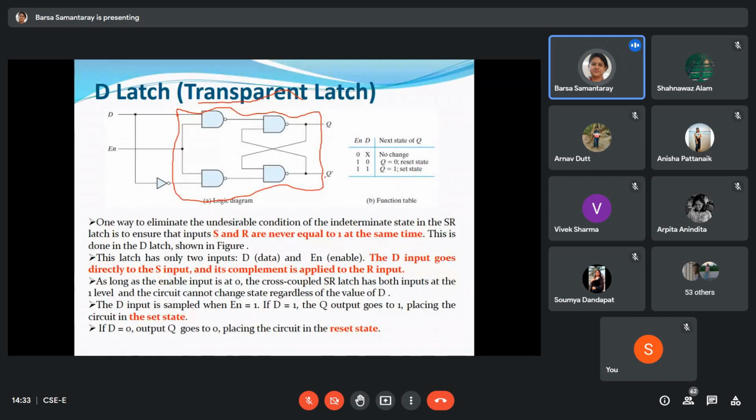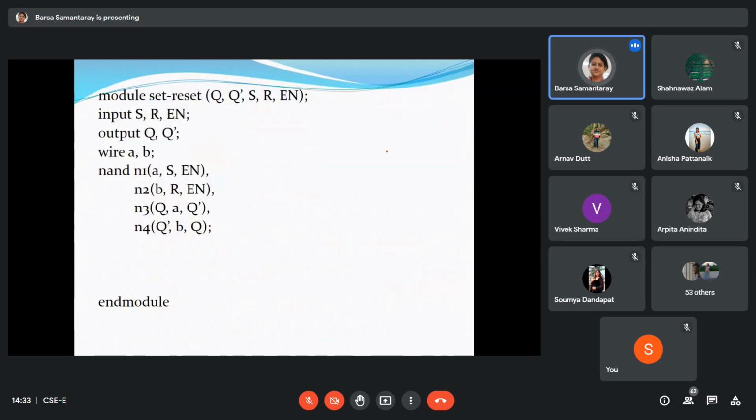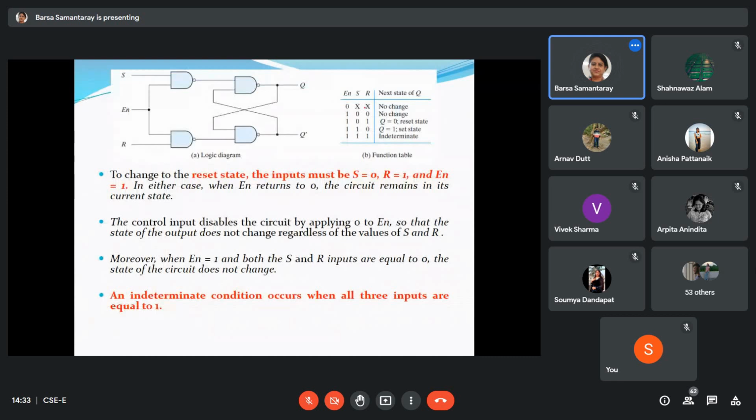And here, if we take a single input, look at this truth table. With 0 0, there is no change, and with 1 1, it is indeterminate. That means when both the inputs are 0 0, there will be no change, so nothing is effective. And if both the inputs are 1 1, then also it will be an invalid condition. But if both the inputs are complementing each other, then the output will change as 0 or 1.